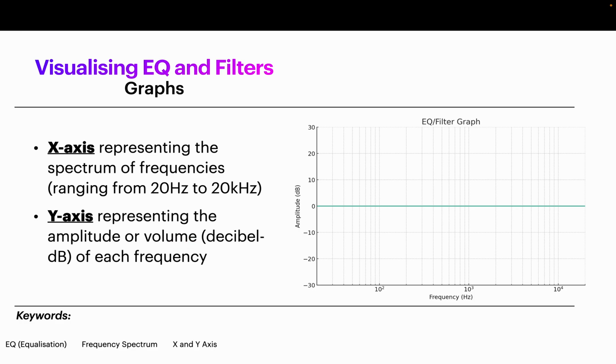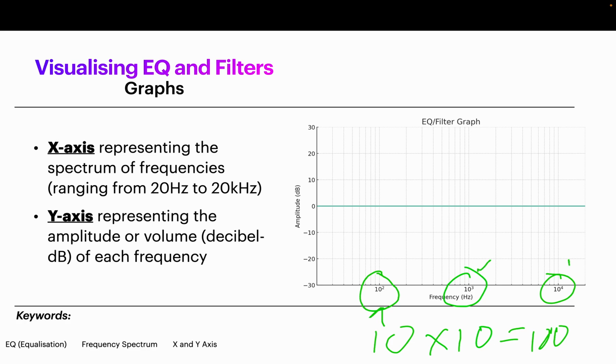Now, one thing I do want to mention about this graph that we find a lot of times is that on the x-axis, you sometimes will see 10 to the power of 2, 10 to the power of 3, and 10 to the power of 4. Basically, what this means is if you did 10 times 10, that would equal 100. So this first frequency here equals 100, this would equal 1,000, and this would equal 10,000 or 10 kilohertz. Sometimes you see this on a graph.